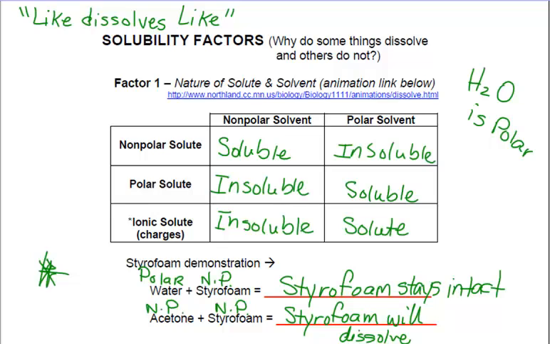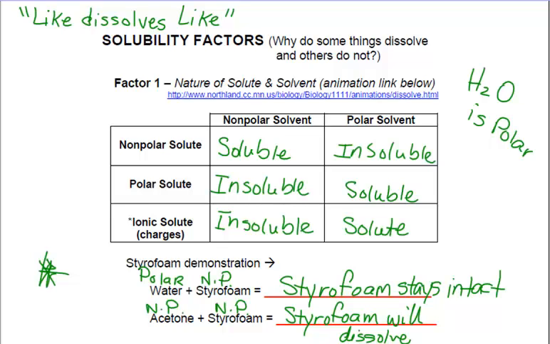So going with our lesson notes here, solubility factors, we're going to start with factor 1. And I have everything filled out for you already, so I'd like you to just fill it in, come back and listen. So like dissolves like for factor 1. That's a good way to remember this. Nonpolar solutes will dissolve in nonpolar solvents, okay, because they're alike, nonpolar and nonpolar. And polar solutes will dissolve in polar solvents because they are alike.